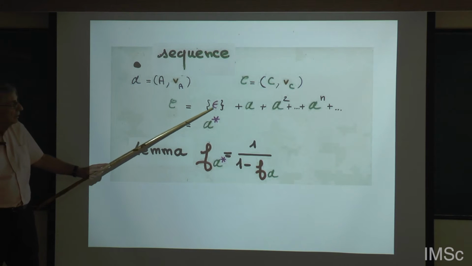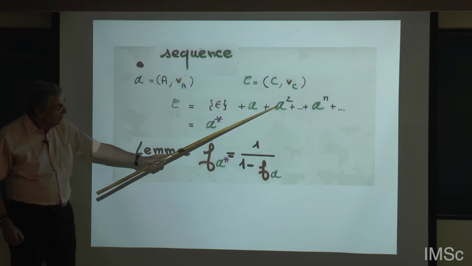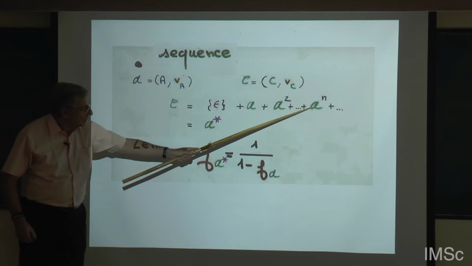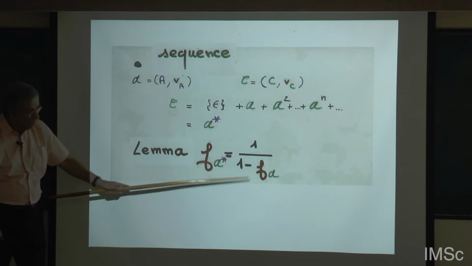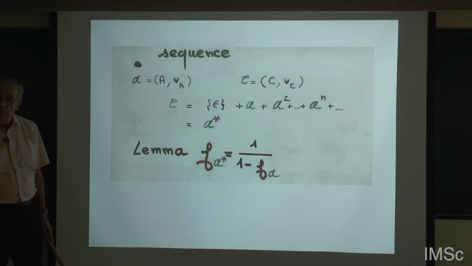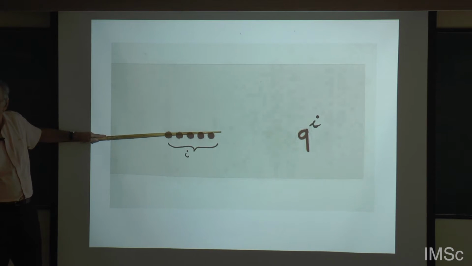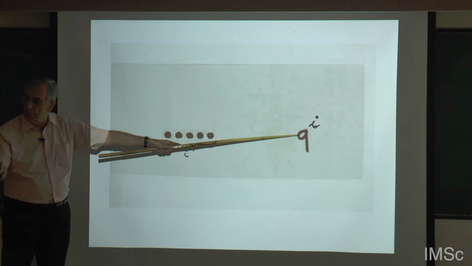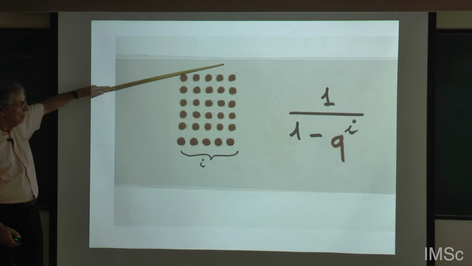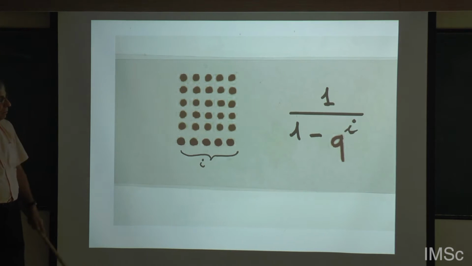And if you have a sequence of objects, you take the empty object, the object itself, the square of the object, the product of two, etc. If you have a sequence of objects, then the generating function of the sequence is 1 over 1 minus the generating function of the object itself. See? Here in this example, we take a very simple object, a row with 1 cell, whose generating function is a monomial. The sequence of this is 1 over 1 minus the generating function of a single row.